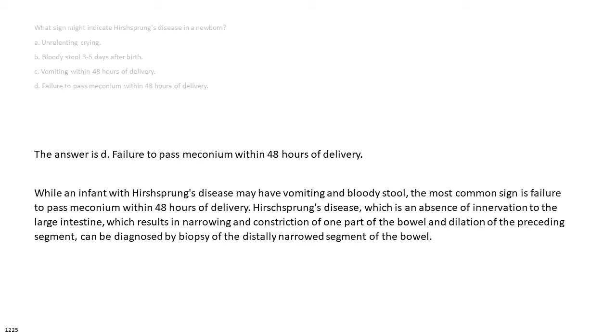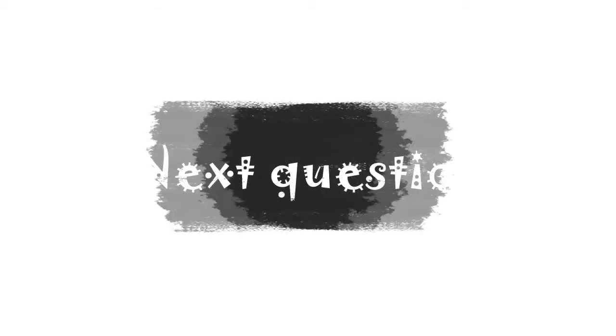While an infant with Hirschsprung's disease may have vomiting and bloody stool, the most common sign is failure to pass meconium within 48 hours of delivery. Hirschsprung's disease, which is an absence of innervation to the large intestine, results in narrowing and constriction of one part of the bowel and dilation of the preceding segment, and can be diagnosed by biopsy of the distally narrowed segment of the bowel.